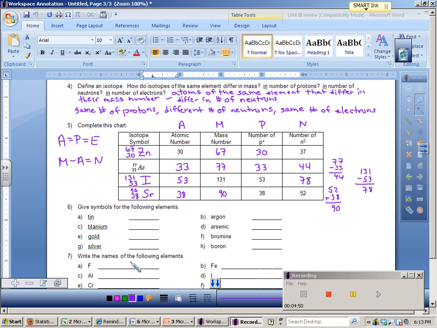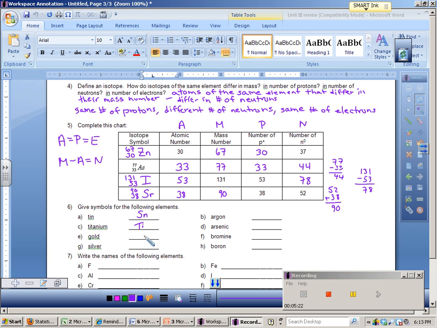Giving the symbols for the following elements, be sure when you give symbols, again, that we have a capital letter as the first one, and if there is a second letter, please be sure that it is lowercase. Tin, number 50, Sn. Titanium is our next one, number 22, Ti.